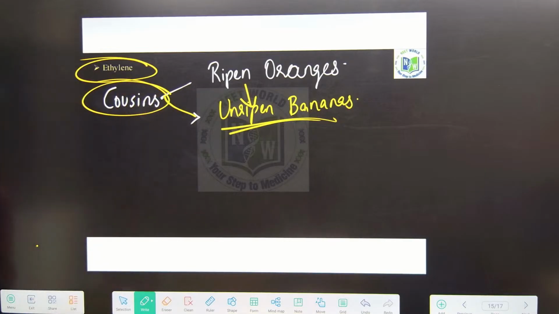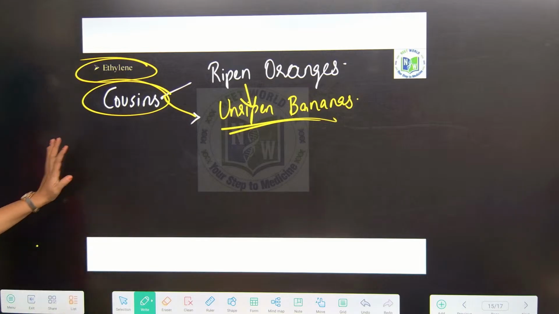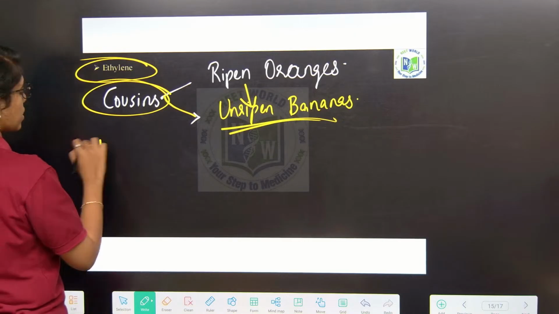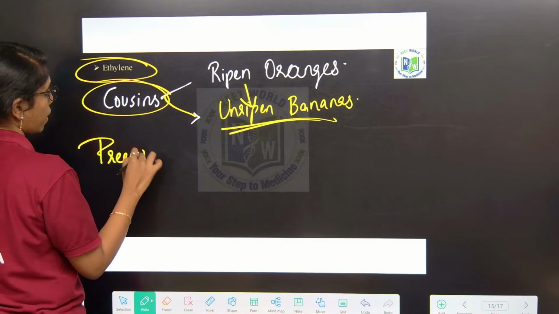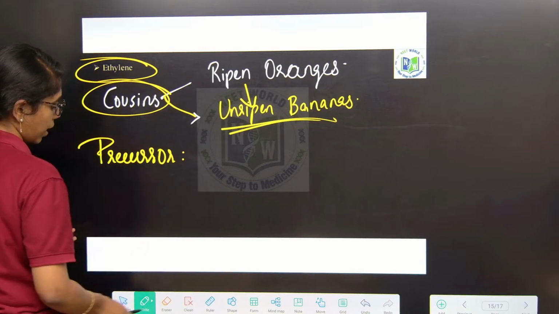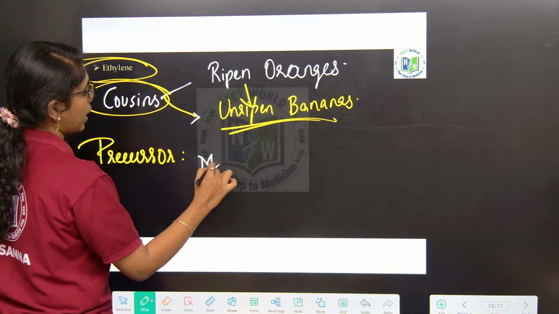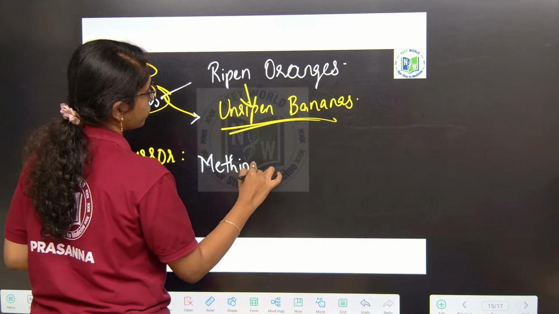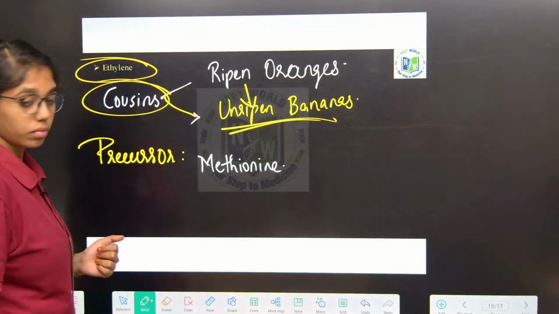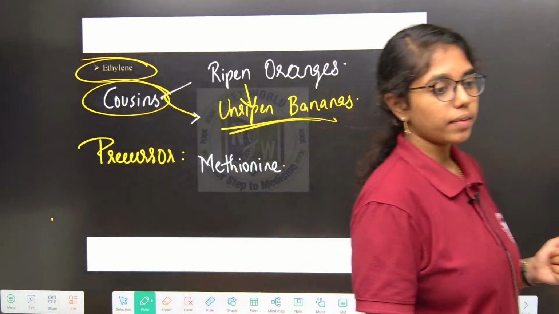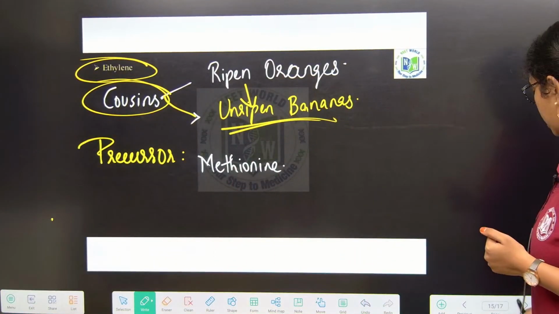And what is the precursor of ethylene and ethylene derivatives? Derivatives are not there because this is a gaseous hormone. And what is the precursor? Precursor is methionine. Clear? Any doubts anywhere? Next.